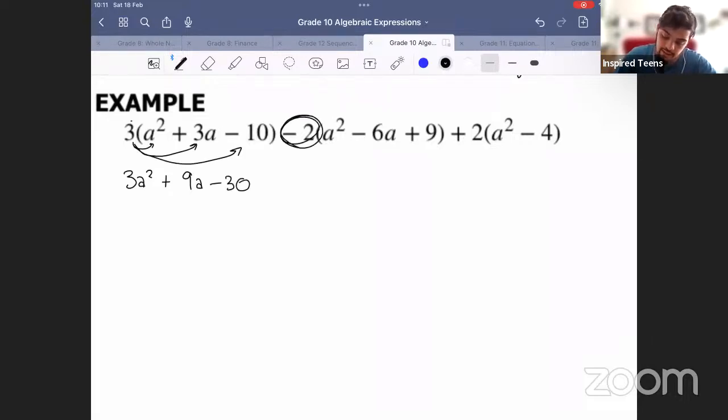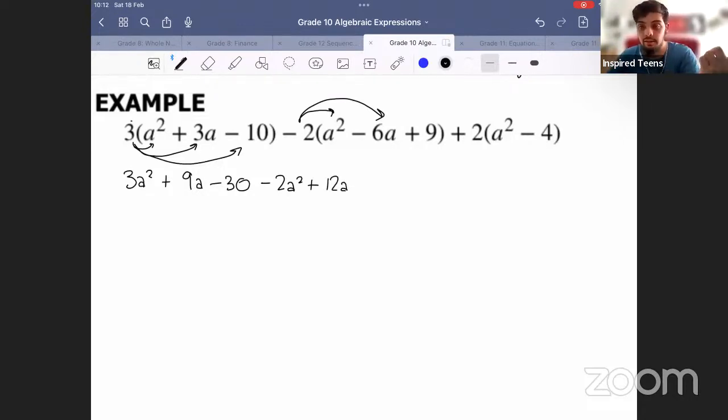Now, look at this minus. It's actually the coefficient of this bracket is minus 2. So it's like minus 2 times a squared, which is minus 2a squared. Minus 2 times minus 6a is plus 12a. Again, you multiply coefficient by coefficient and then multiply like variables.